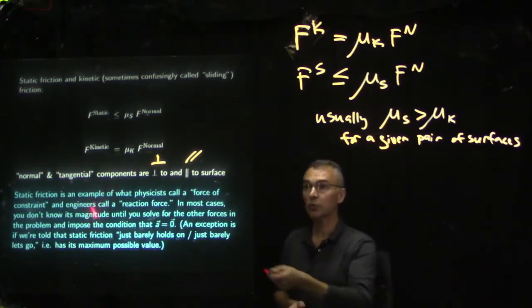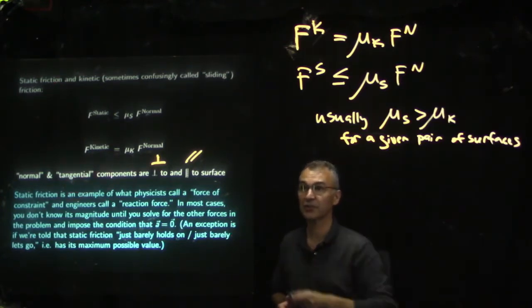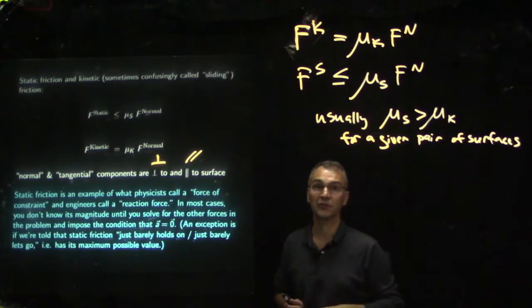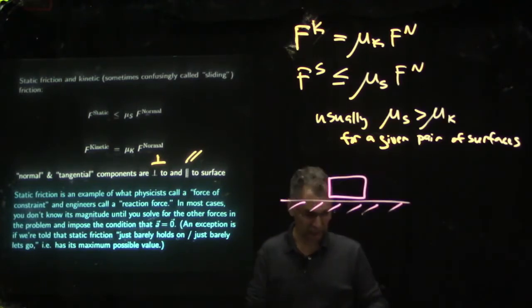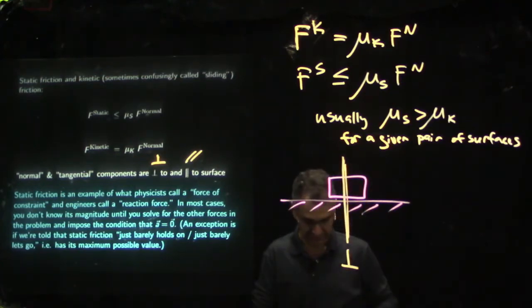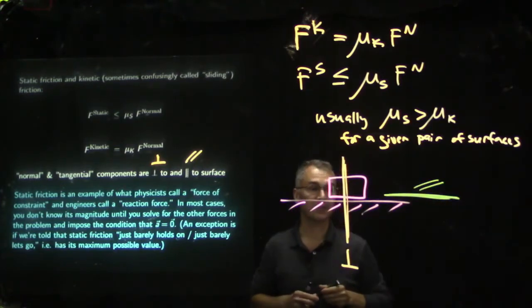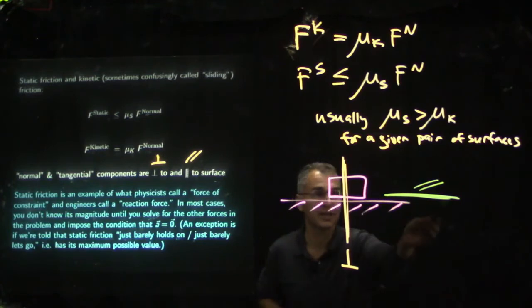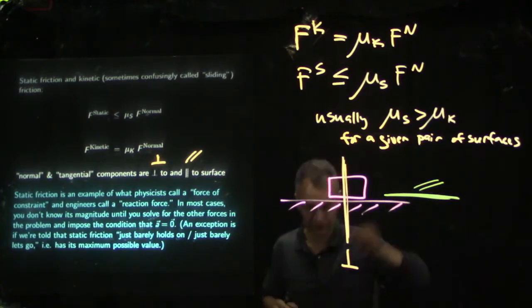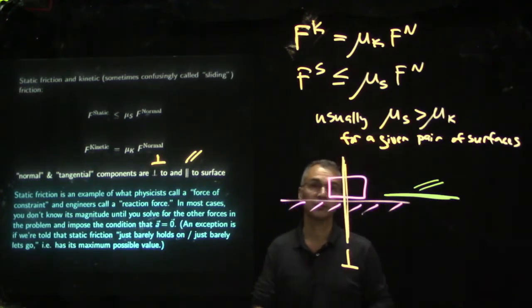So we have the normal component of a force, which means perpendicular to the surface, and we have the tangential component, which means parallel to the surface. So if we have two surfaces in contact, then the normal force would be along this axis. This is the normal axis, and the tangential part, or the parallel part, would be along this axis. So friction acts along this parallel axis, whereas the normal force acts along this perpendicular or normal axis.